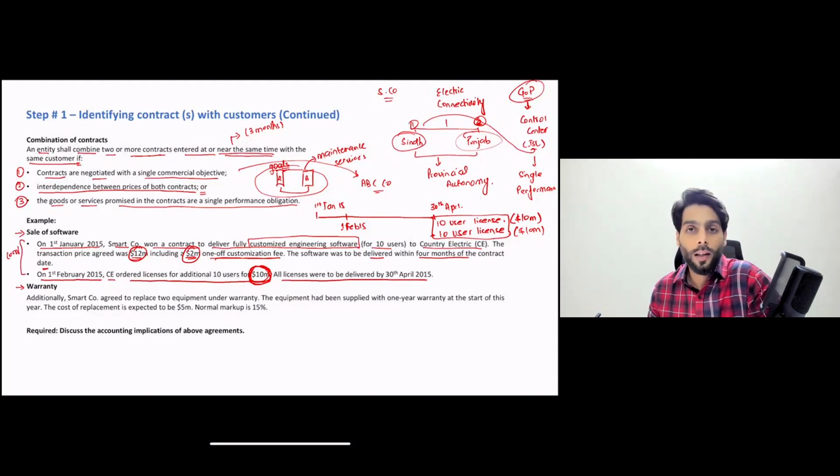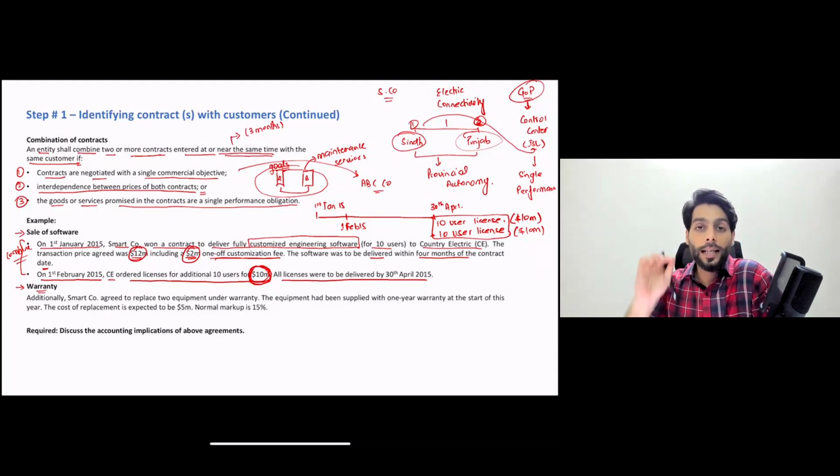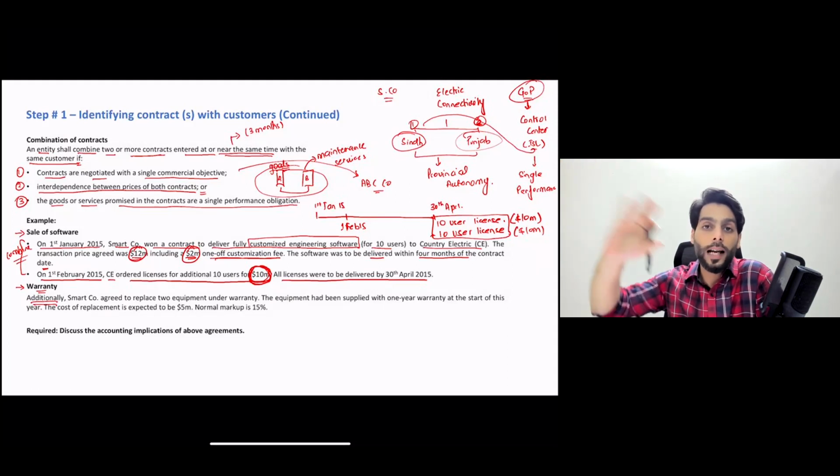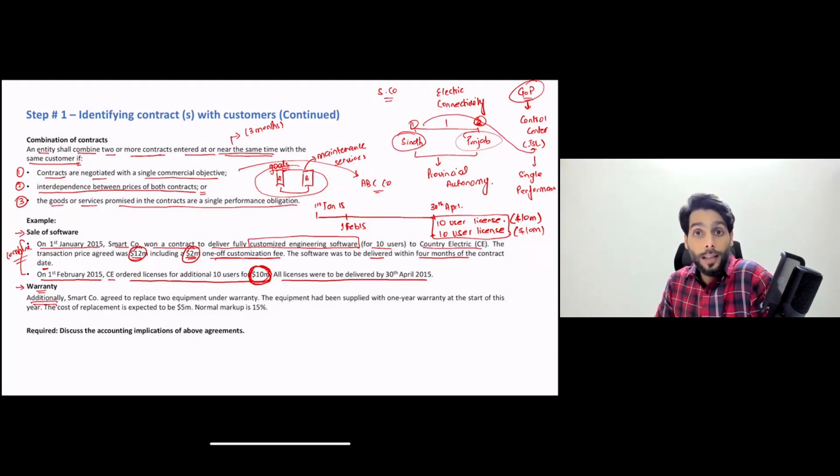All right. Now we'll move on to another area. There is a warranty clause. Additionally, you see, "additionally" means that this area is not relevant to the area that we discussed right now. This is a separate contract that we are talking about. Additionally, Smart Company agreed to replace two equipments under warranty.